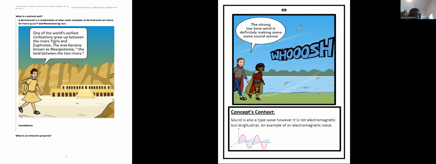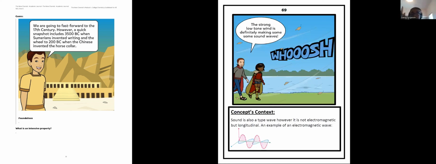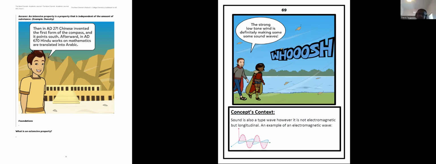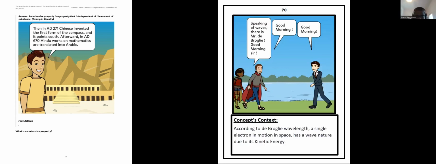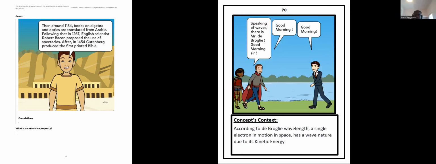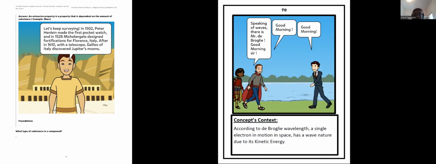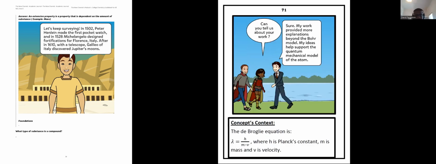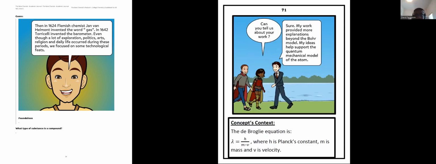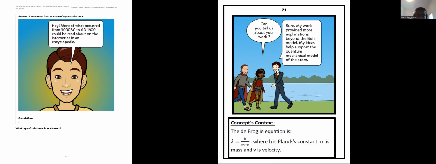So just one distinction quickly to make: sound is not an electromagnetic wave; it is a longitudinal wave. Sound requires a medium to propagate. Light is a transverse wave, and it can propagate in a vacuum. So according to de Broglie's wavelength, a single electron in motion in space has a wave nature due to its kinetic energy. The de Broglie equation, lambda equals h over mv, where h is Planck's constant, m is mass, and v is velocity.